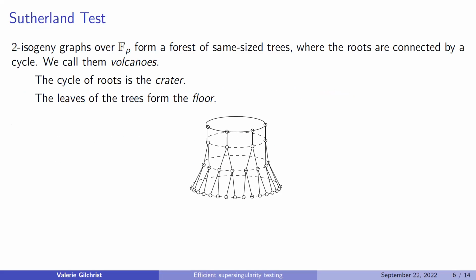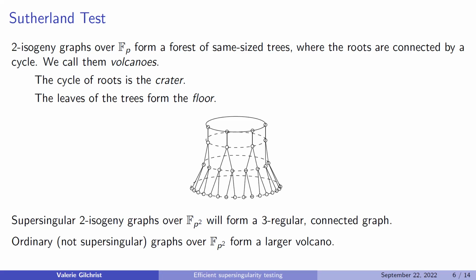And so over FP, we notice that for all curves, supersingular or ordinary, we're going to get a volcano structure. So this basically means we have this cycle at the top, and then we have these equally sized trees coming off of each of those nodes. And the cycle at the top is what we'll call the crater of the volcano, and then the nodes at the bottom, the leaves, are the floor. And so you also get this notion of the height of the volcano, how many levels are in those trees. And you can actually put a maximum bound on what that would be.